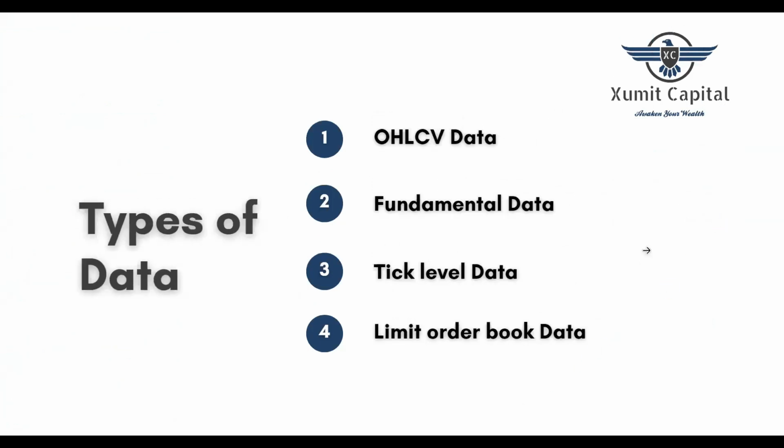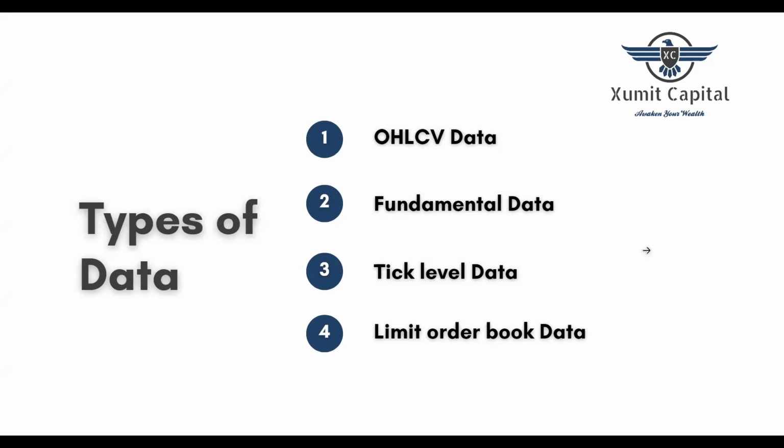So these are the different types of data. First one is OHLCV data, that means open, high, low, close, and volume data, and this is kind of easy to find. Then there is fundamental data, which contains different fundamental information of companies, basically some ratios of profitability, valuation, cash flow, and all the different things.